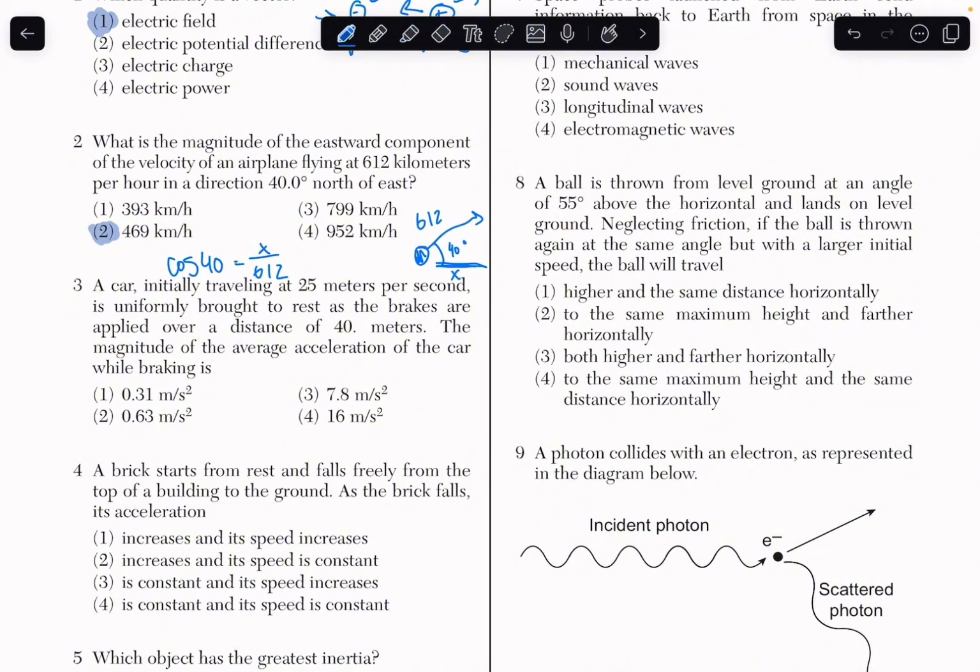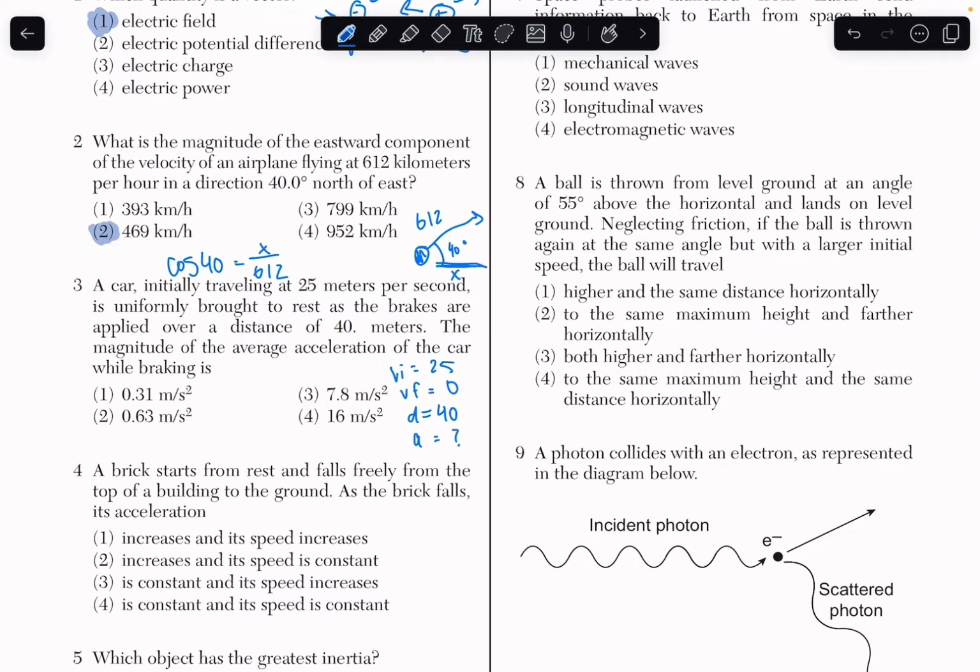Number 3. A car initially traveling at 25 meters per second is uniformly brought to rest as the brakes are applied over a distance of 40 meters. The magnitude of the average acceleration of the car while braking is... So, in order to do this question, first we need to write out all the information that we know. So we know that it starts at an initial speed of 25 meters per second. It ends by going to rest, and that means it's going to end at 0 meters per second. The distance that it travels is 40 meters, and we need to figure out the acceleration.